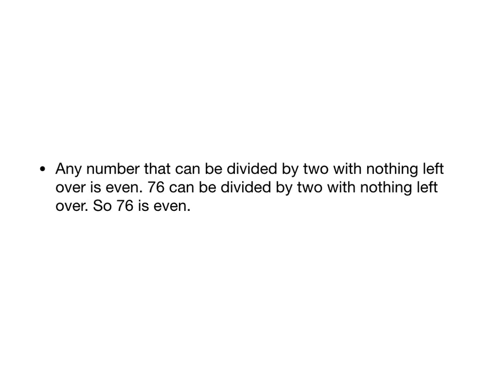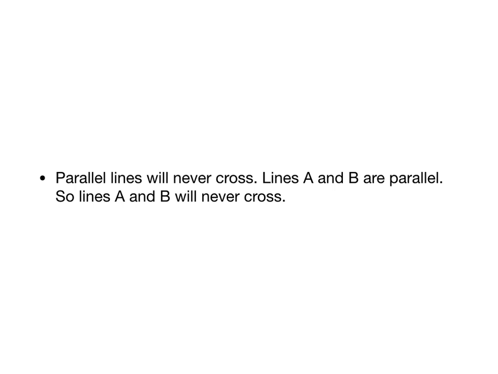Any number that can be divided by 2 with nothing left over is even. 76 can be divided by 2 with nothing left over, so 76 is even, right? If these two random lines really are parallel, you cannot even imagine a way that this conclusion could be false and they actually cross, right? If you're imagining them crossing, then you're not imagining parallel lines. You're not getting the premises right. If the premises are true, the conclusion has to be true as well.